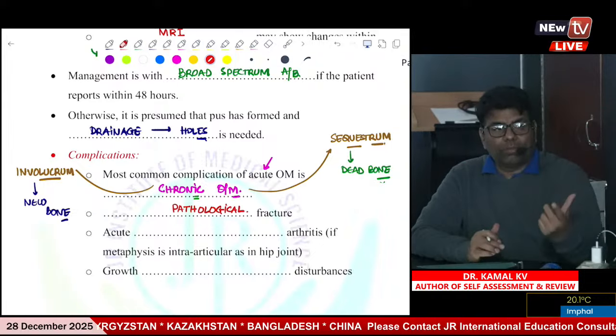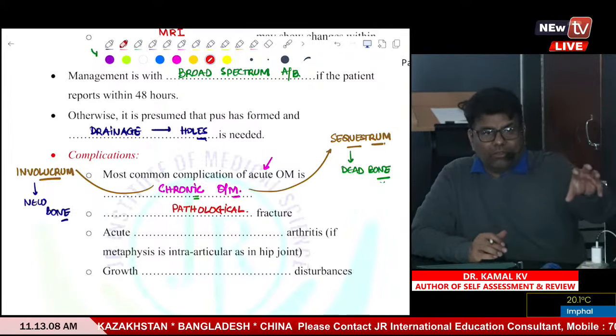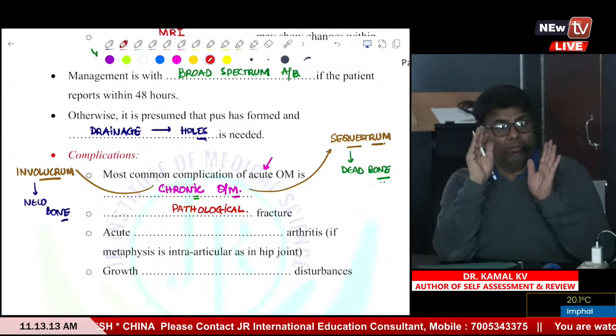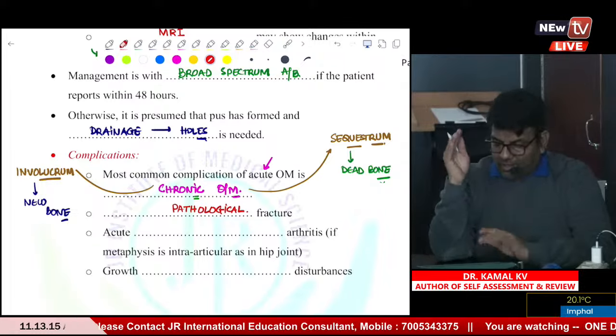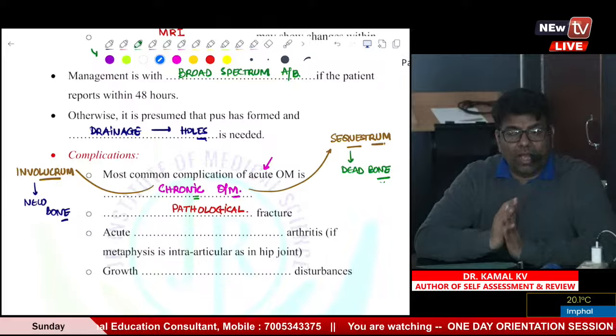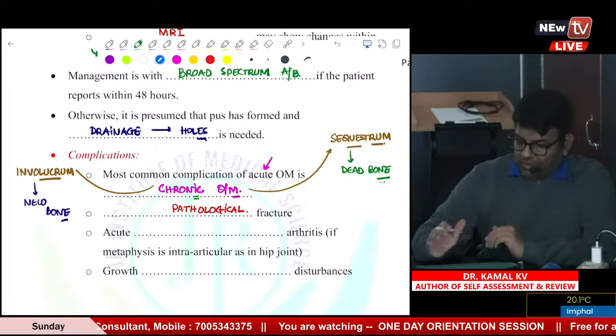So what do you mean by the word pathological fracture? There is a pathology, it has weakened the bone, and now the bone can be fractured by minimal trauma. Otherwise, to fracture a bone, we need high force or high velocity trauma.